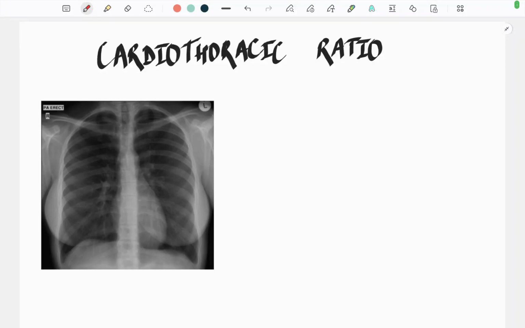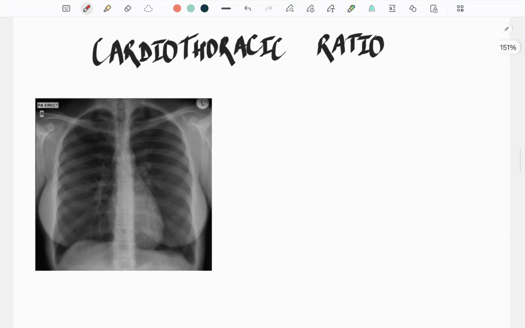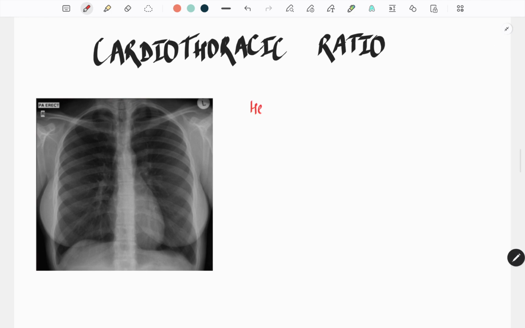Hello students, today we'll talk about how to assess the heart size on a frontal chest radiograph.